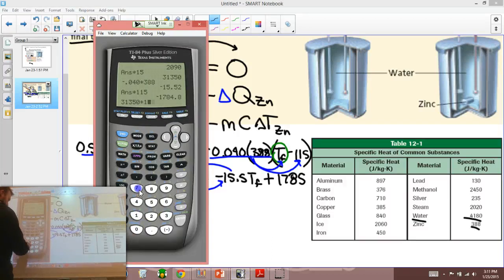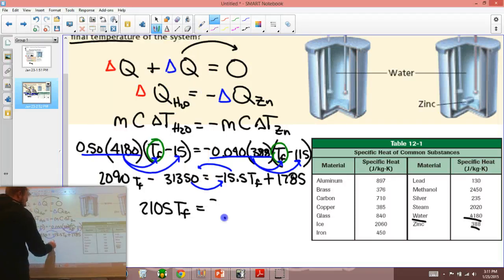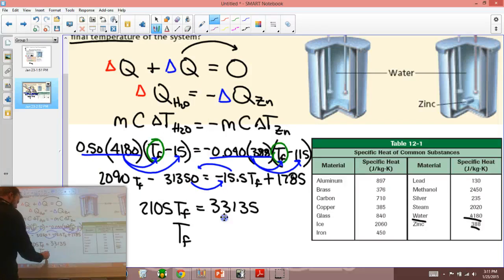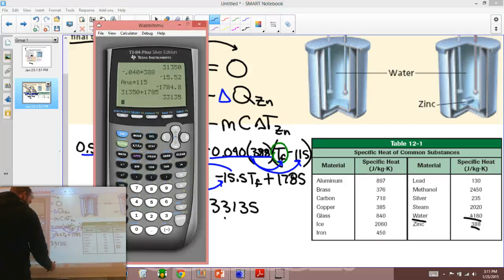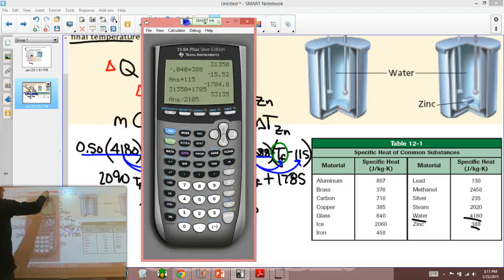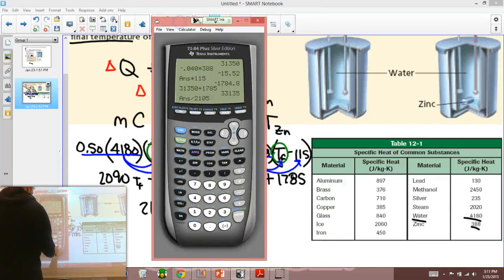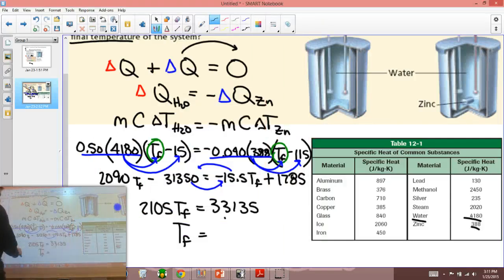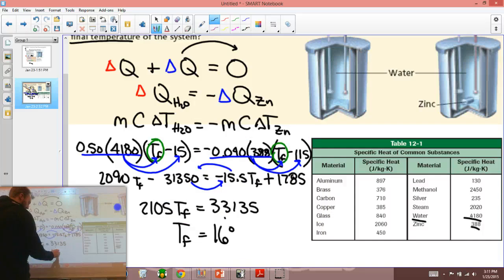31350 plus 1785 comes out to 33135. So now I can figure out my final temperature. 33135 divided by 2105 comes out to 15.7, so 16 degrees Celsius.